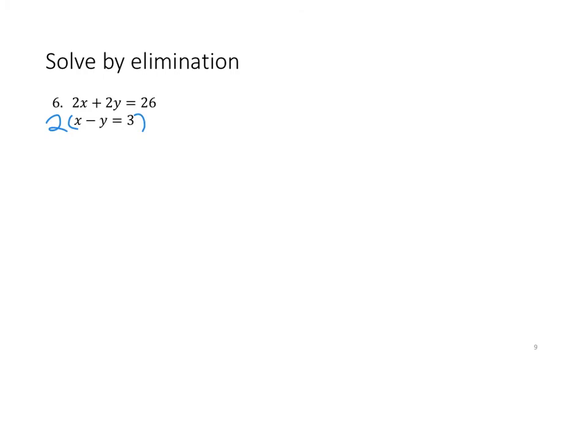And when you get right here, you might mess up on your multiplication. So I'm going to rewrite my equation over here. 2x plus 2y equals 26. 2 times 2x gives me 2x, no wait, 2 times x gives me 2x. 2 times negative 1 gives me negative 2y. 2 times 3 gives me 6.